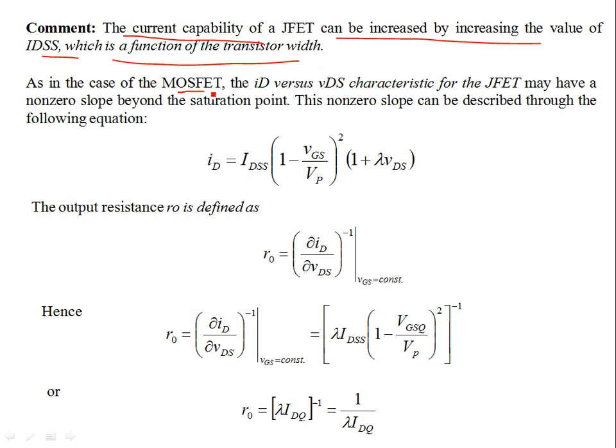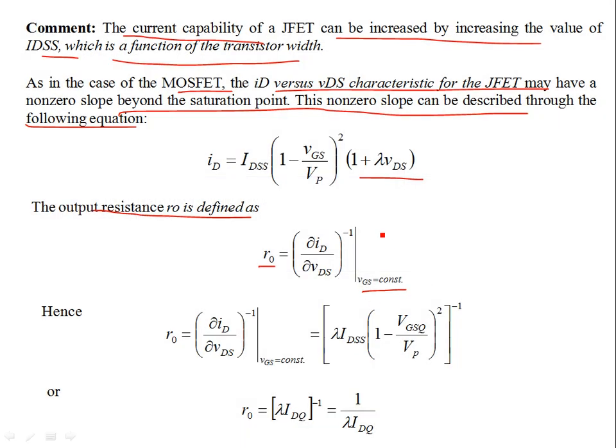Now, as in the case of MOSFETs, the ID versus VDS characteristic for JFETs may have a non-zero slope beyond the saturation point. This non-zero slope can be described by the following equation, where you have a modulation parameter lambda. To find the output resistance, this parameter I over V is in Siemens, so you take the inverse of the slope. This becomes volts per ampere, which is ohms. You take the derivative and take the inverse, so that becomes the forward resistance for the given VGS. If you substitute these expressions over here, you take the inverse of the gradient.